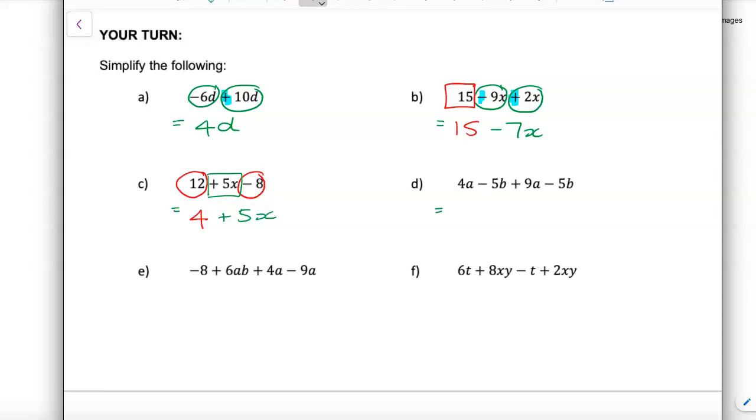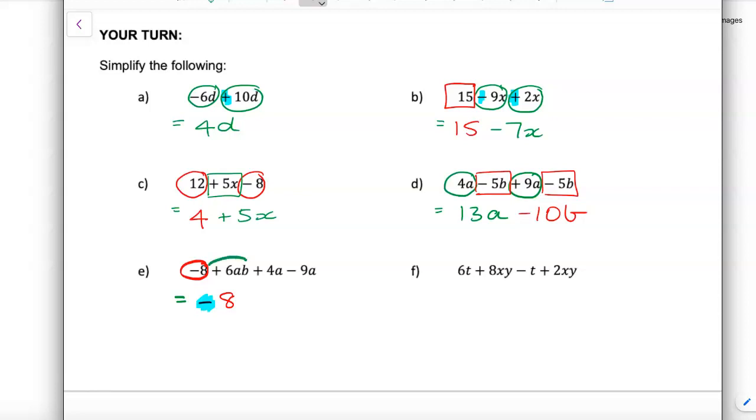In part D, I'm going to circle all the terms with the letter a in it. 4a's plus 9a's is 13a's. And then I've got 2 terms, a negative 5 lots of b, take 5 more lots of b will be negative 10 lots of b. In part E, I'm looking through, I can only see one constant number, negative 8. So I can leave it as an end term, as long as that negative is in front to show that that 8 is a negative.